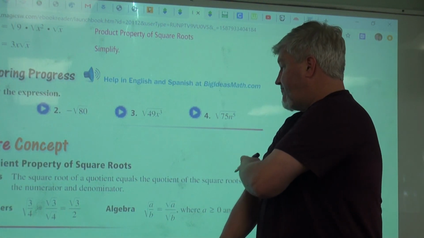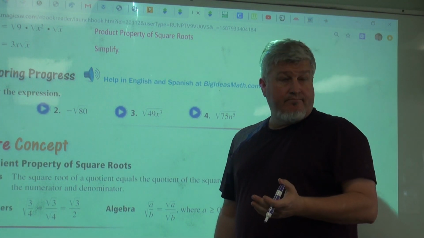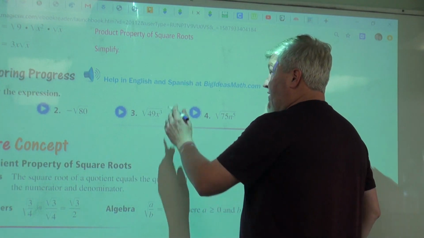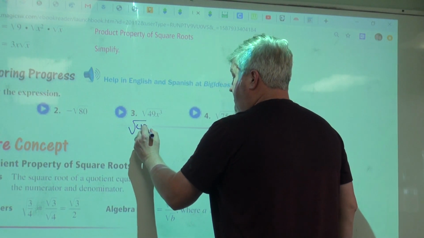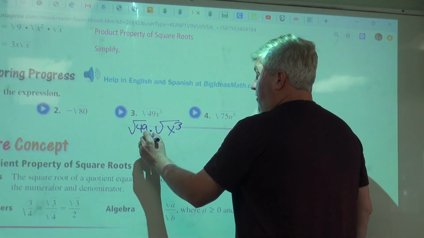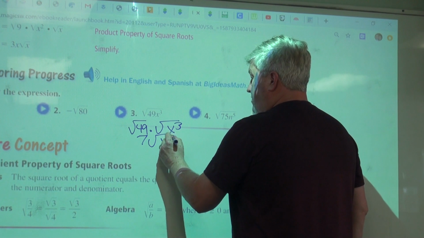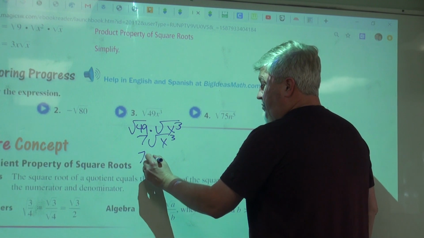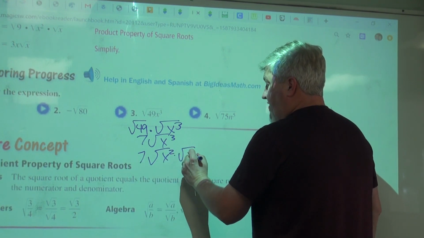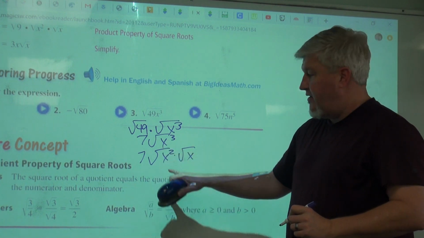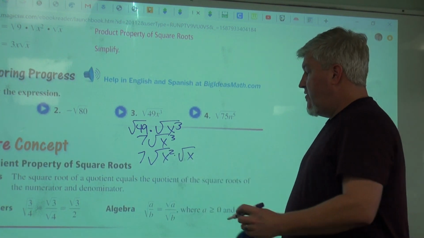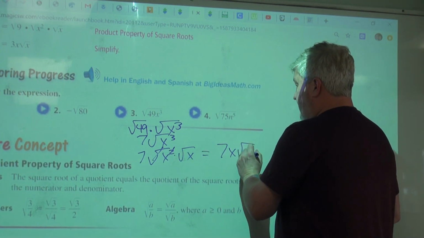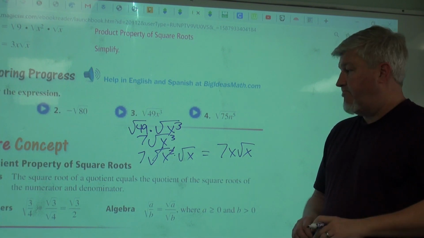Number 3. We've got the square root of 49x cubed. Most of you right away know that 49 is a perfect square, right? That's great. Let's split it like we did in the example: square root of 49 times the square root of x cubed. Clearly this becomes 7 square root of x cubed. But again, remember we can split the variable. So we're going to split it: square root of x squared times the square root of x, because there's a total of 3 in there, right? I have 2 here and 1 there. The square root cancels out the exponent, leaving me with 7x times the square root of x. And you're done.